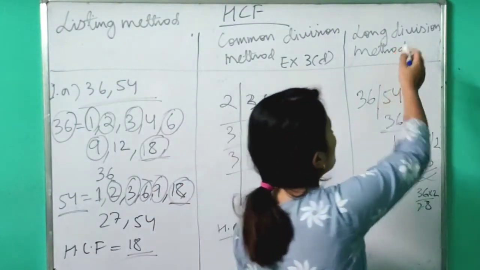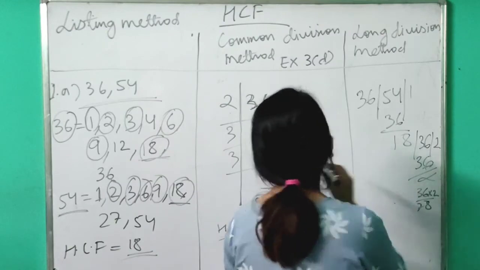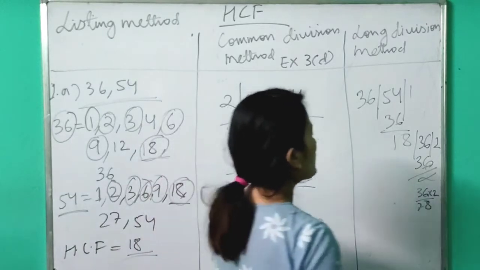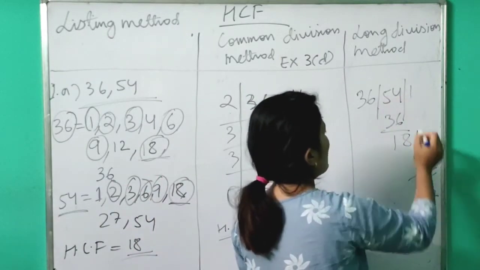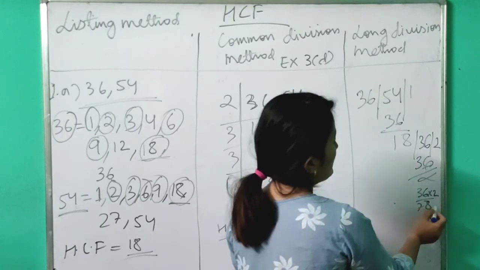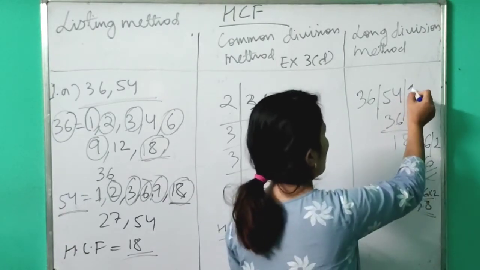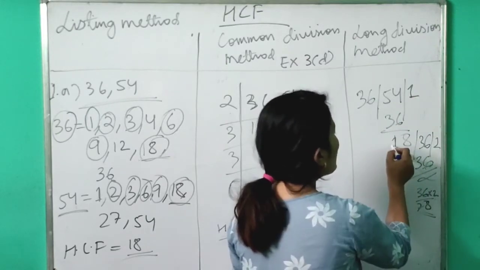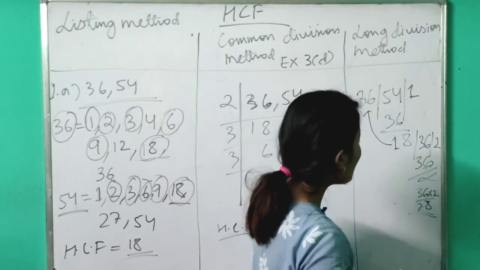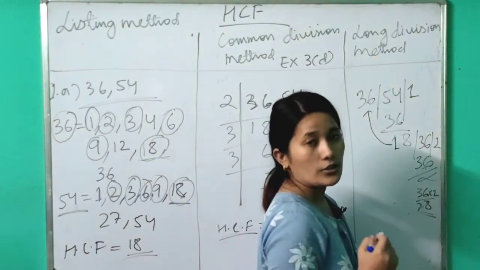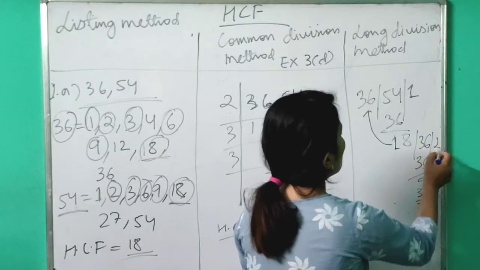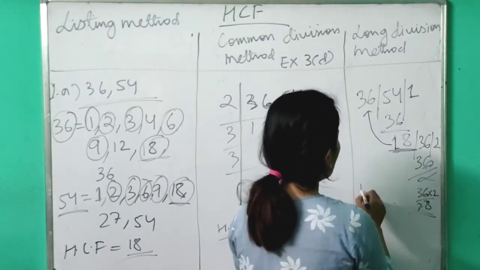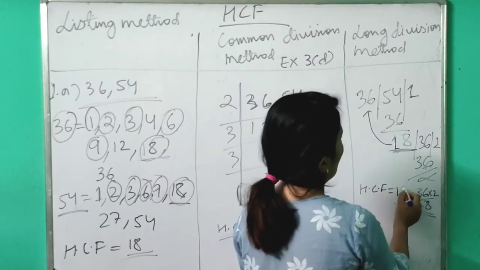Similarly, with the long division method, how do you do it? Out of these two numbers, which one is the smallest? 36 is the smallest. So with the smallest number, you will divide the greater number. So 36, let's start with 1. 36 1s are 36, then you get remainder 18. Now with that remainder, you have to divide the previous divisor, that is, 18 into 36. The last remaining divisor would be your HCF. So the HCF would be 18.